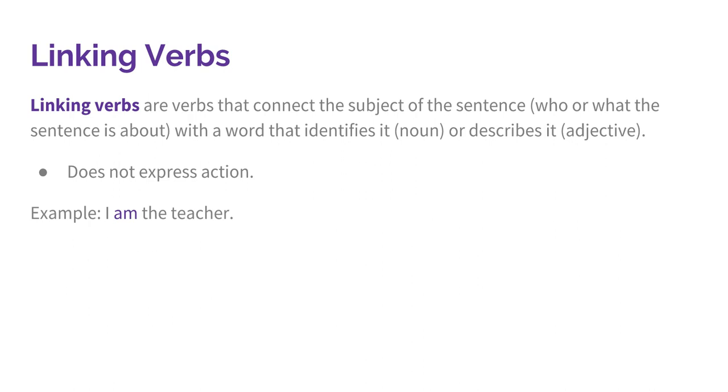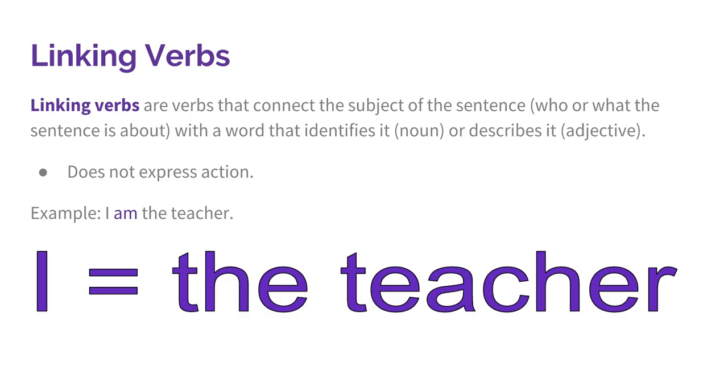For example, I am the teacher. In this sentence, you do not have an action word, but you do have am, which almost acts like an equal sign. I equal the teacher. Linking verbs are that equal sign. They connect your subject, I, to the descriptor in the predicate, the teacher.